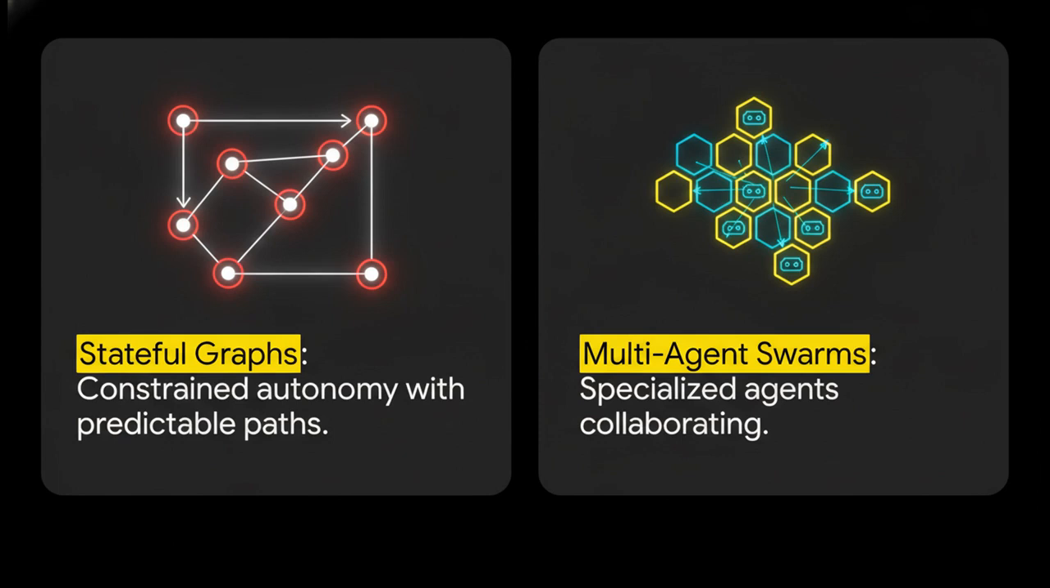But if a task is simply too broad or complex, you need multi-agent swarms. Using frameworks like CrewAI or AutoGen, you divide and conquer by setting up highly specialized agents, say a researcher and a data analyst, collaborating under a manager agent who synthesizes the final output.